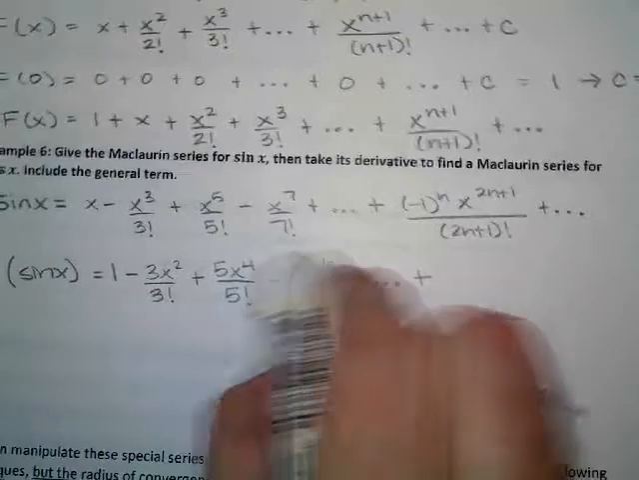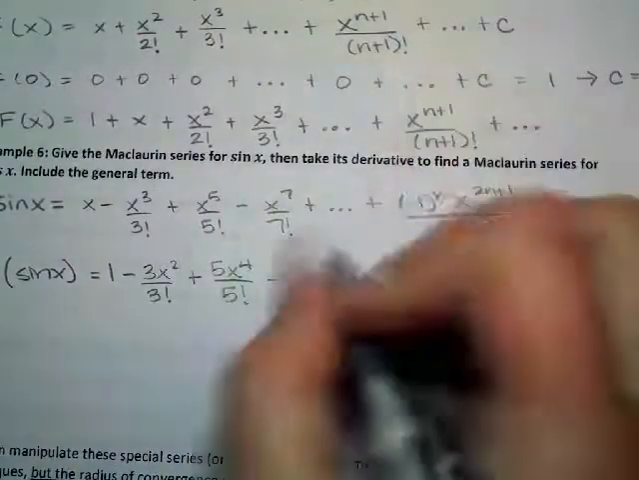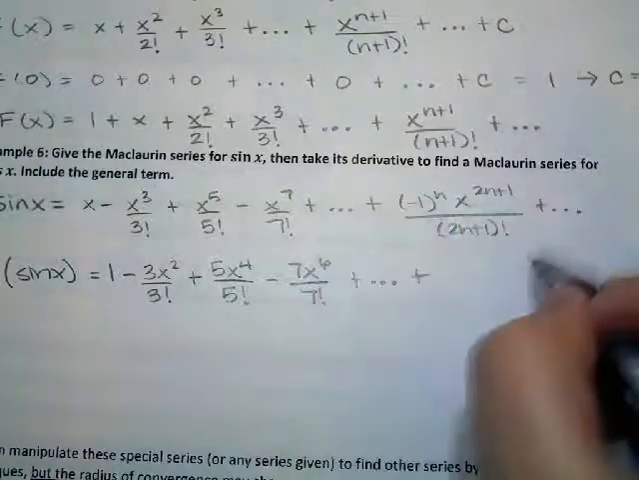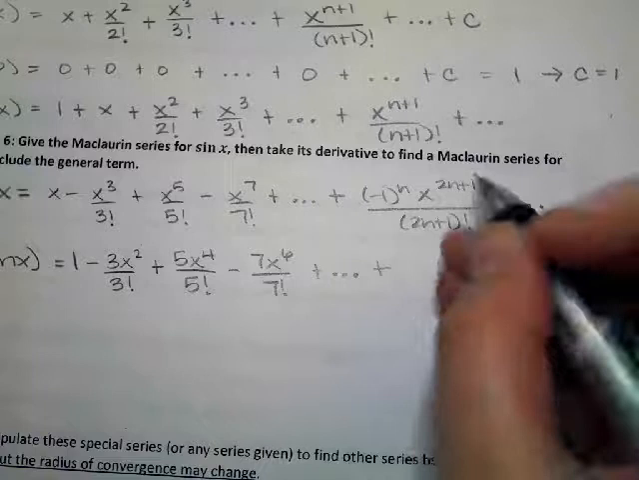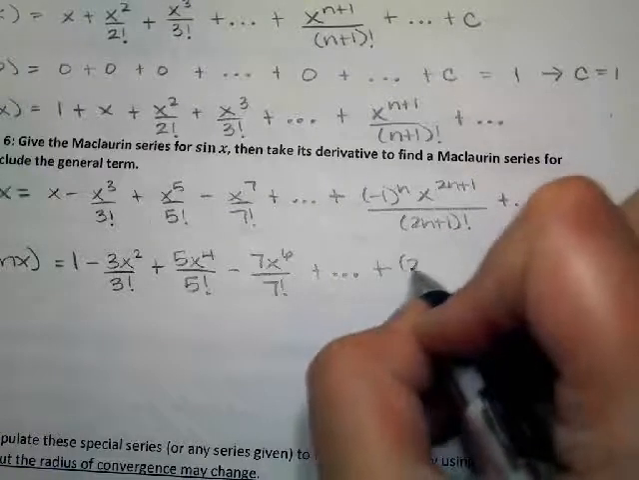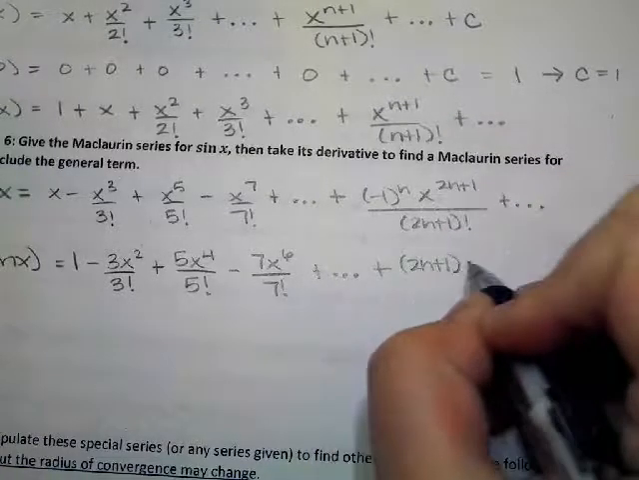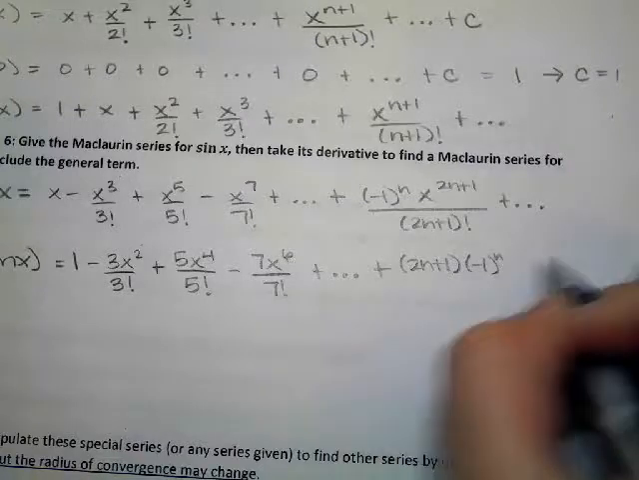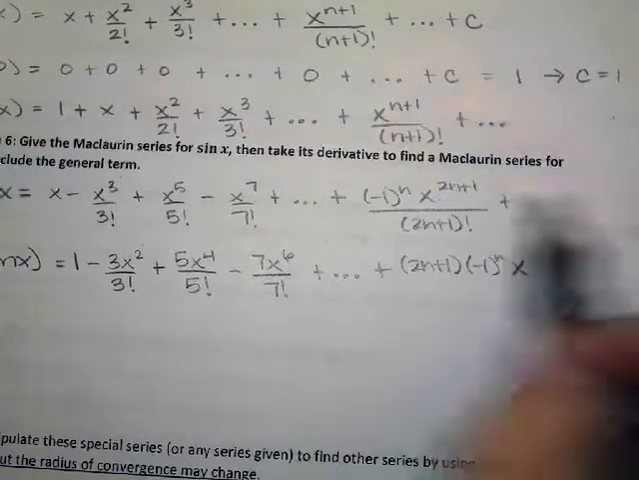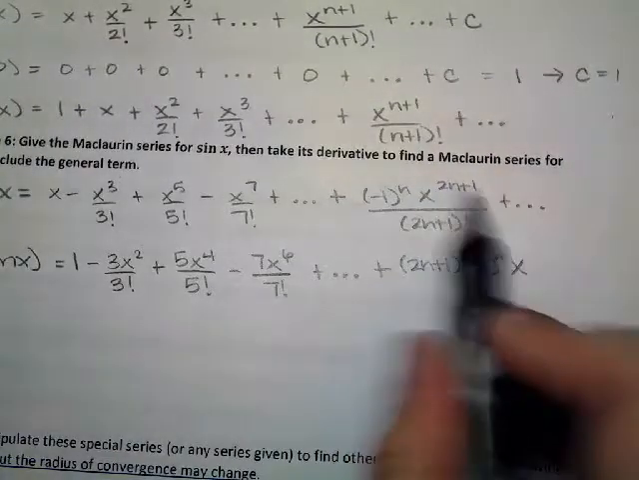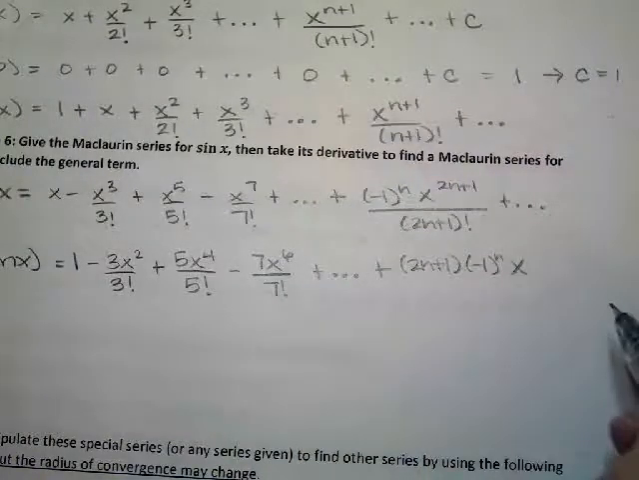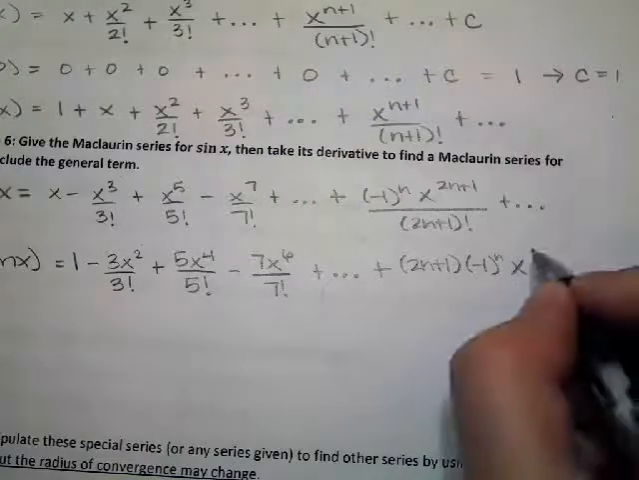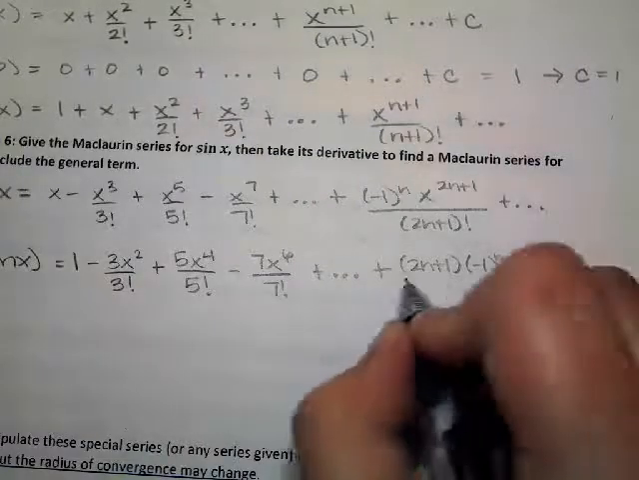And then for the nth term, we're going to take 2n plus 1 times negative 1 to the n x to the 2n plus 1. We moved the 2n plus 1 to the front, and then we multiply. What's the new exponent? 2n, because we subtracted 1 from the exponent, over 2n plus 1 factorial. Okay.